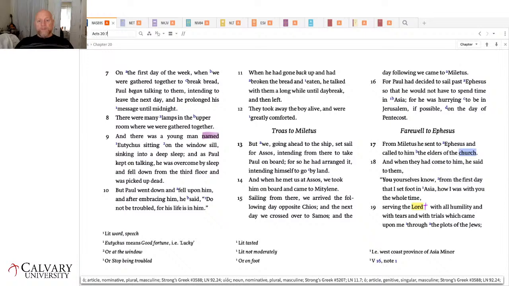When he had gone back up and had broken the bread and eaten, he talked with them a long while until daybreak, and then left. They took away the boy alive and were greatly comforted.